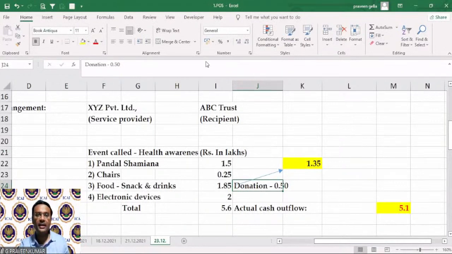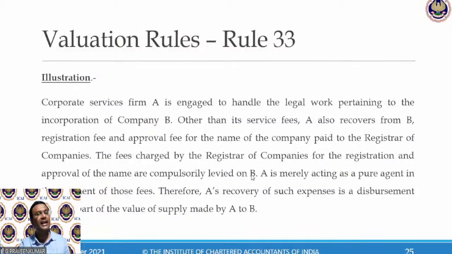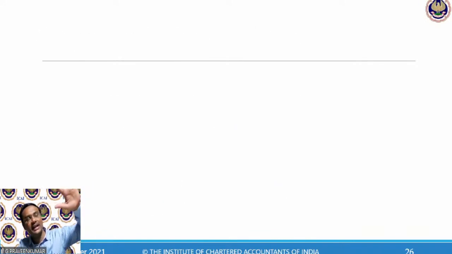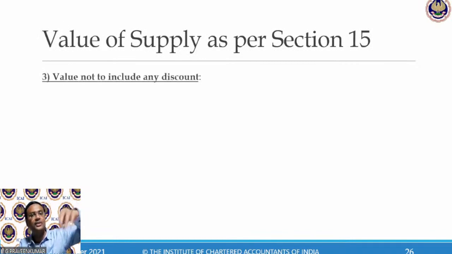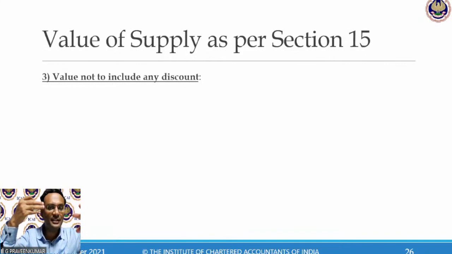Coming back to my pure agent concept. This example on this slide is connected with my first example, where 5,000 is charged as professional fee and 300 rupees is charged as your ROC fee. So I, as a supplier, will say 5,000 is where GST is applicable, and 300 is meeting the test of pure agent.